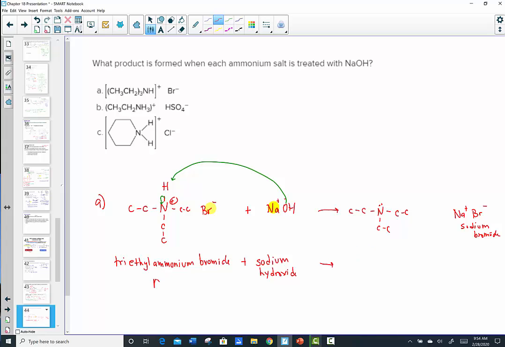So here is your acid. Here is your base. The conjugate acid is now just simply named triethyl amine. You also have the conjugate base of hydroxide, which is water, and sodium bromide.